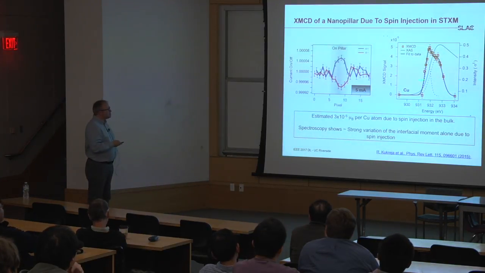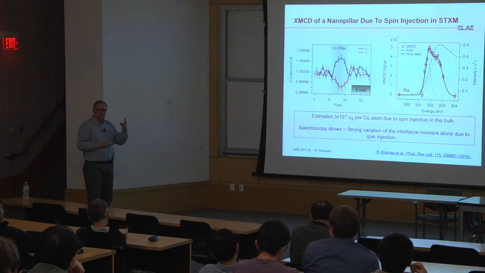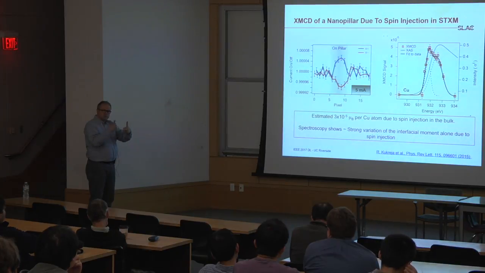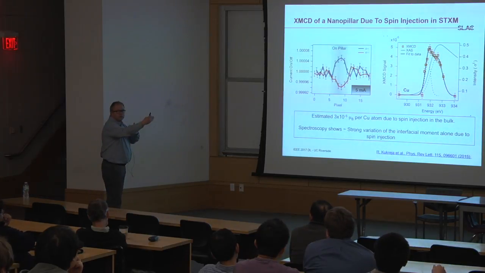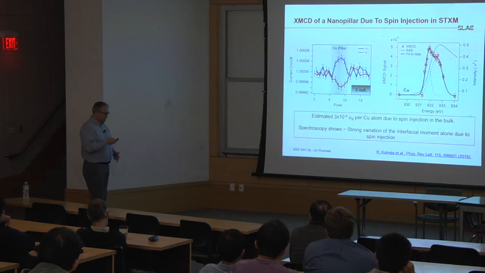What that means is that we have two changes in the material. We have the static magnetization right at the interface that changes by the spin polarized current. And then once the spin polarized current makes it past the interface, it can make it into the bulk and disperse itself into the bulk.